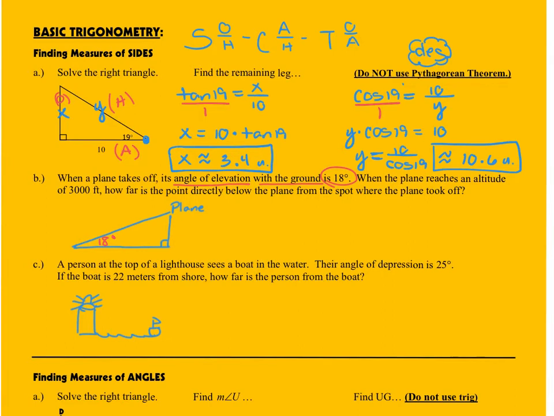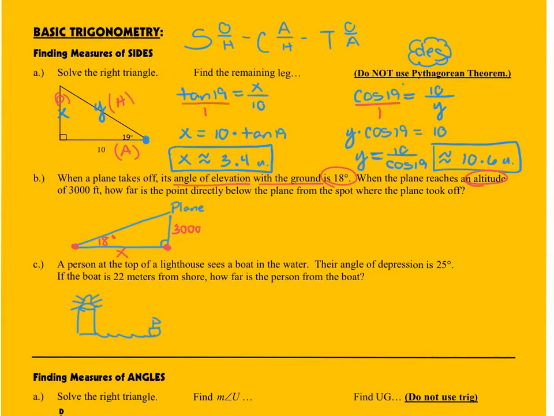When it reaches an altitude, that means how high off the ground it is, of 3,000 feet. So the 3,000 goes right here because that's how high the plane is off the ground. And then it wants to know how far the point that's directly below the plane, that's this point, is from where the plane took off, that was right here. So this is the x that we're trying to find.